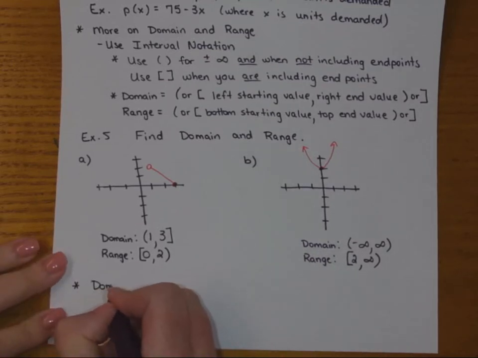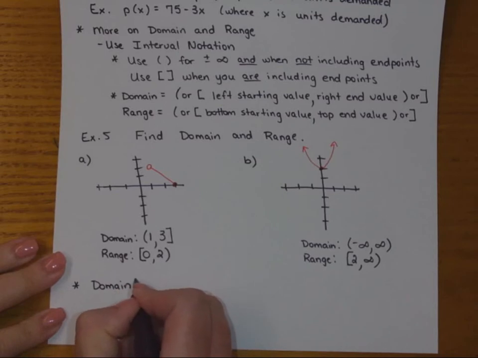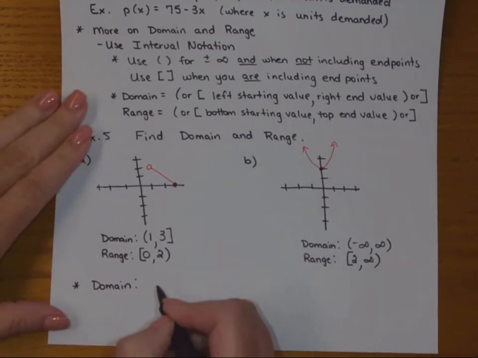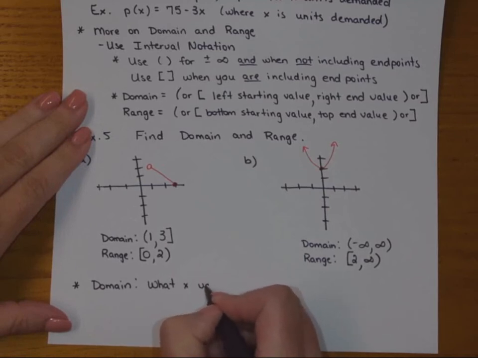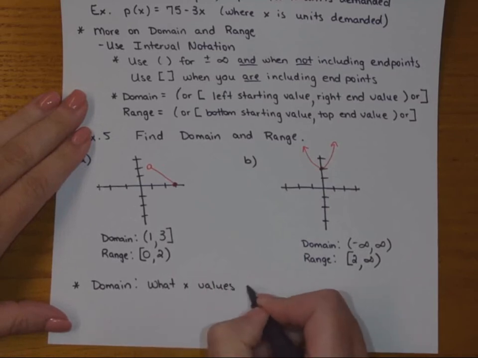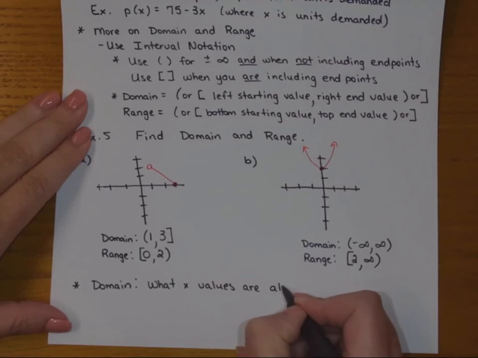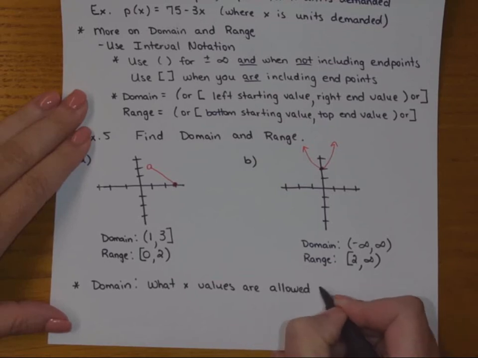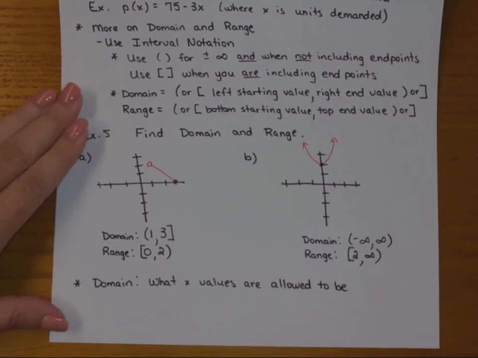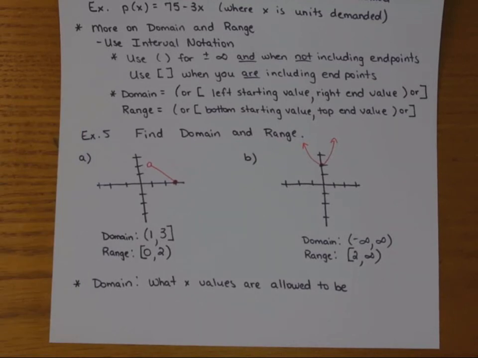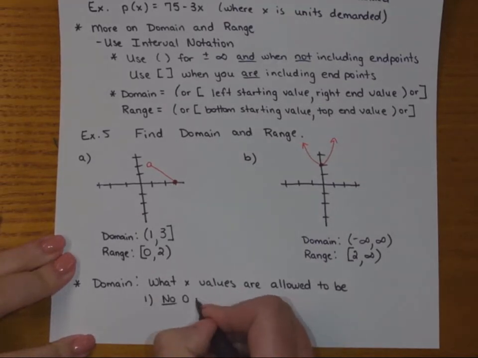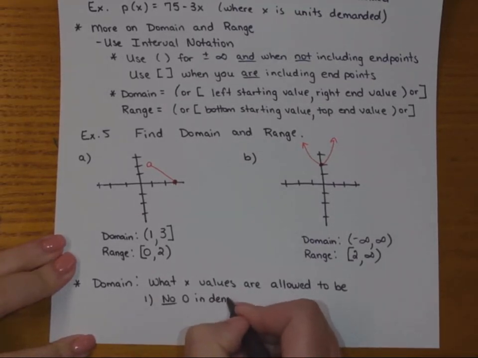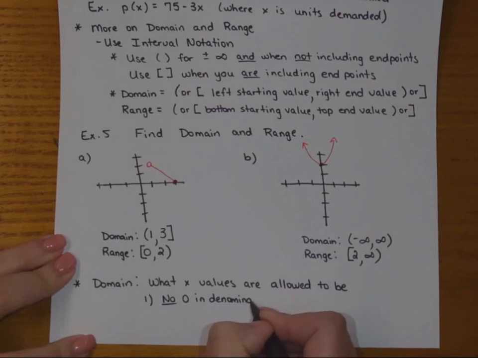All right, so the last thing I want to touch on is maybe a little more about domain. So maybe said a little differently, domain is what the x values are allowed to be. Okay, because there's a couple of rules that we want to make sure that we don't break. And the first one is we cannot have 0 in the denominator. We learned that a long time ago, right? 0 in the denominator is not allowed.